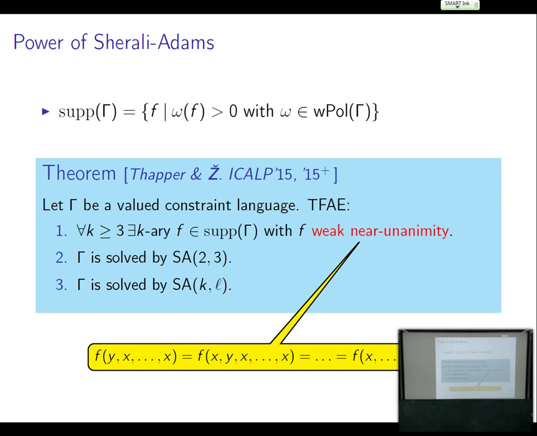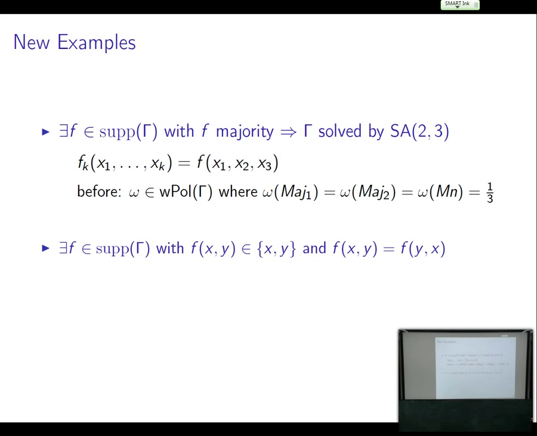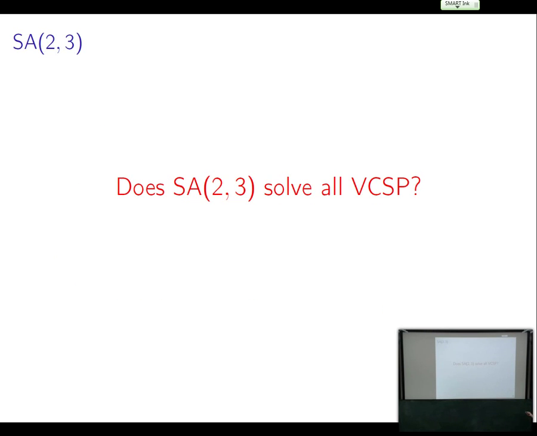Okay, and again, it solves a lot. It's easy to show some examples. One example I want to mention is that, for instance, if the support of gamma contains the ternary majority operation, then this language is solved by SA(2,3). This wasn't known before, and it's rather surprising. The majority corresponds, in the decision world, to 2SAT, which is well known to be tractable, and this just shows how much you can push it further. So let me skip this. And again, we know that the Sherali-Adams hierarchy solves a lot.